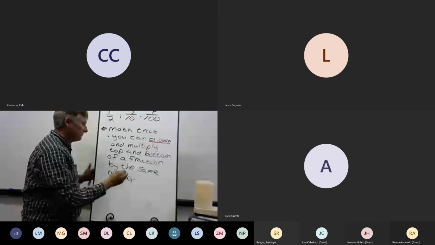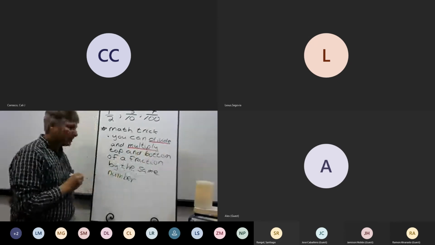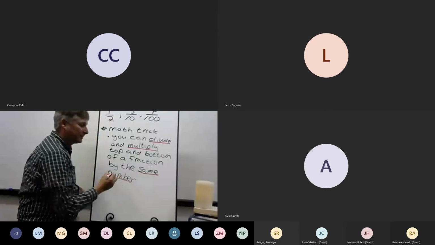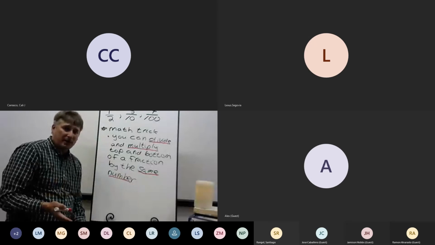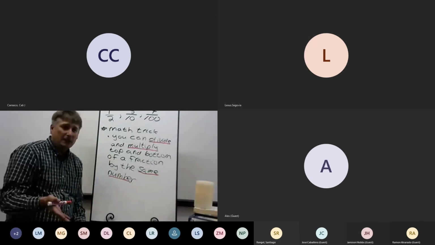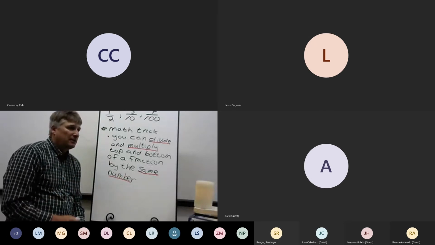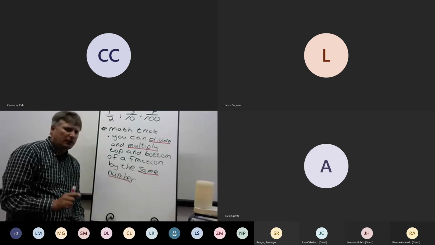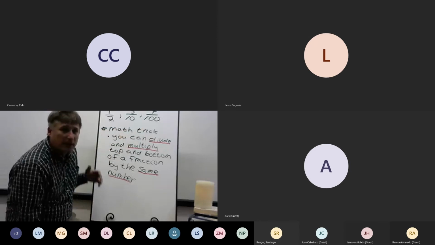You can divide, you can multiply, and it's got to be the same number. So you can divide top and bottom by the same number, like we did earlier. We divided, let's say we had 2 over 8, so we divided top and bottom by 2. In this case, you could also multiply top and bottom by 2 if you wanted to.